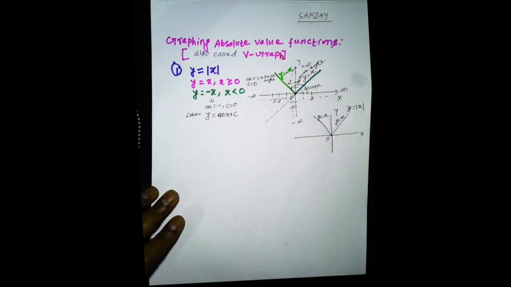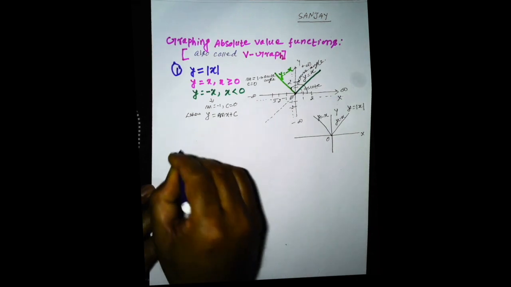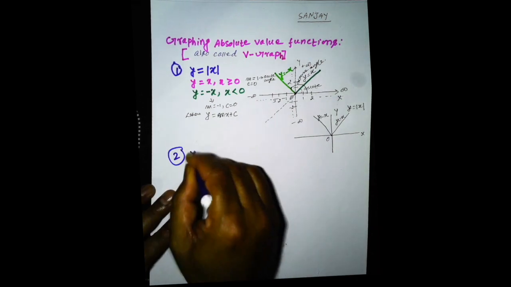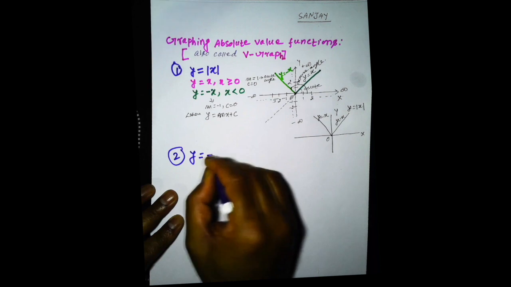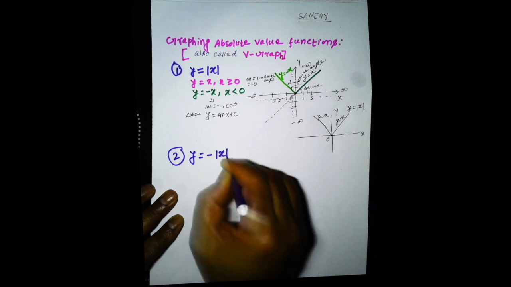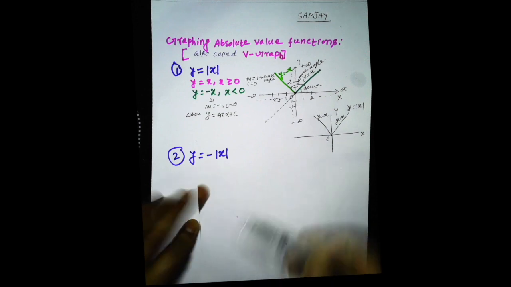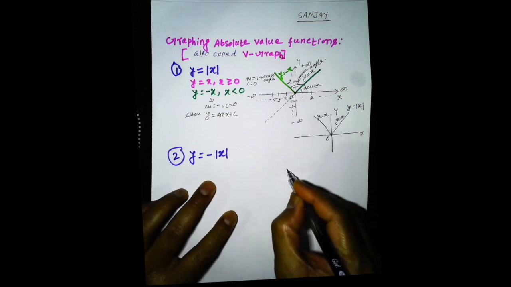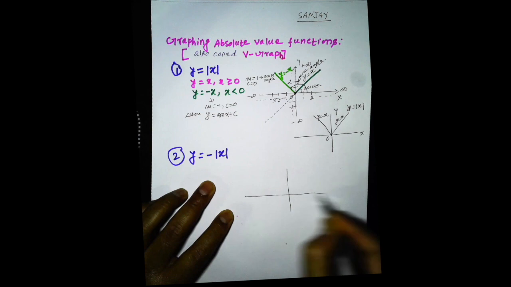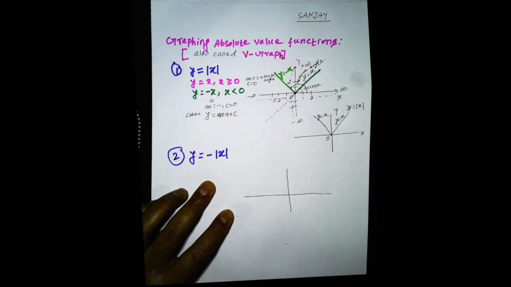Okay. Now, next one is, I'm going to draw another graph. For example, you say you have got y equals minus absolute x. Then in that case, what you can do, instead of doing a lot of things, you can just write it here, and then you can draw the graph for that.